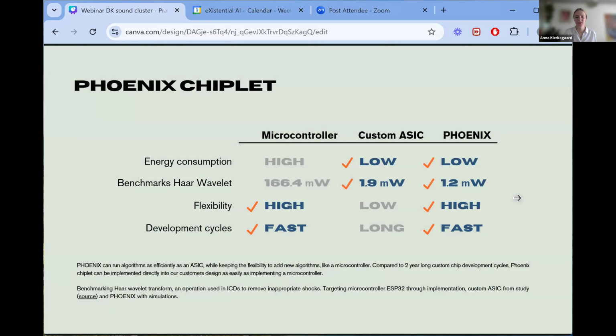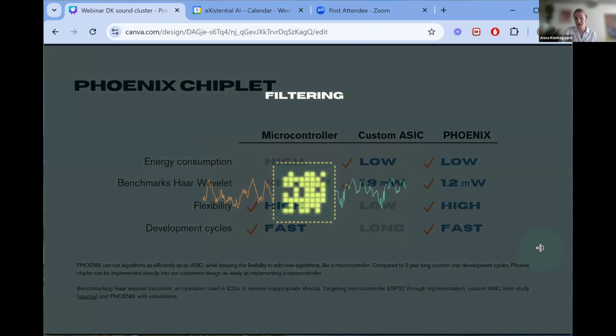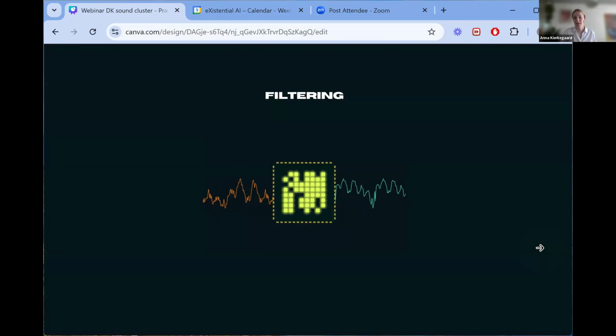They use these high wavelet transforms. So we tried to look at how much they are using for a custom ASIC. It's 1.9 milliwatt. If we use Phoenix, our chip, we simulate it to be 1.2 milliwatt. And if you use a microcontroller, it's 166 milliwatt. So these are cases where we're exploring how to position ourselves against others to find a good market opportunity.